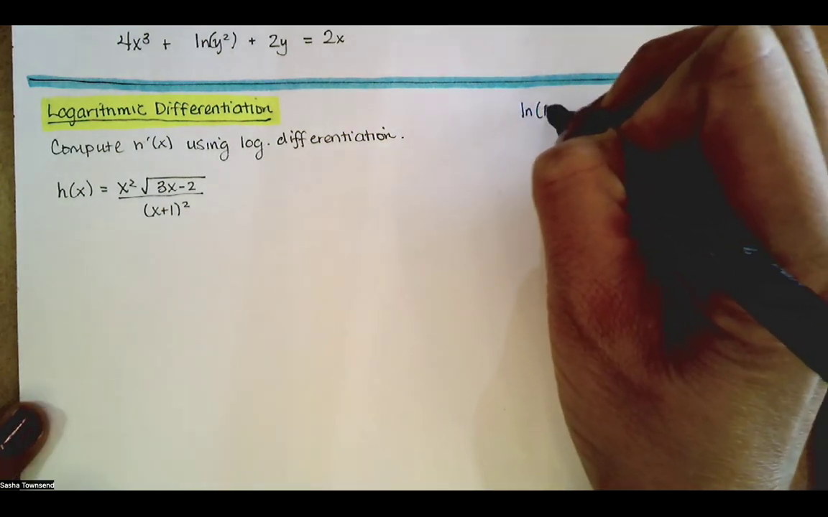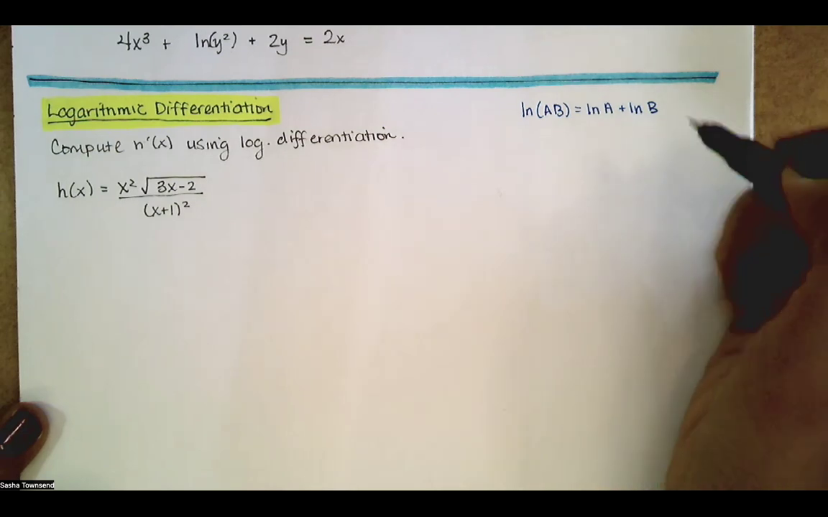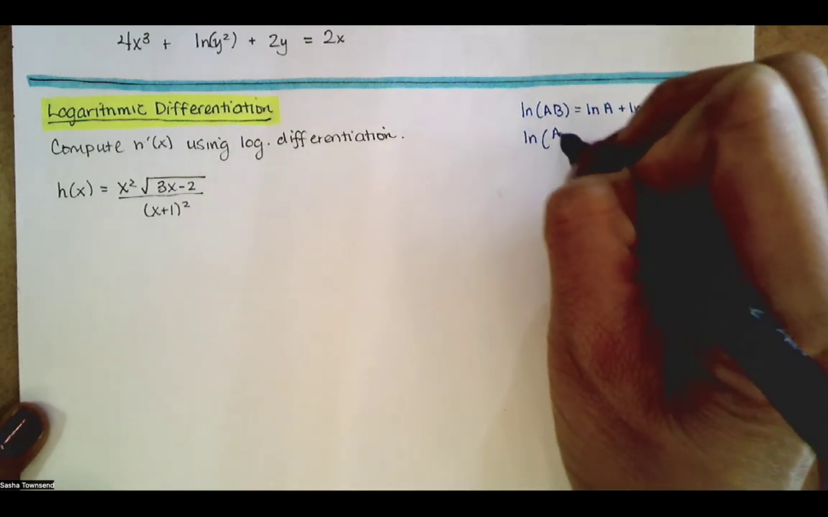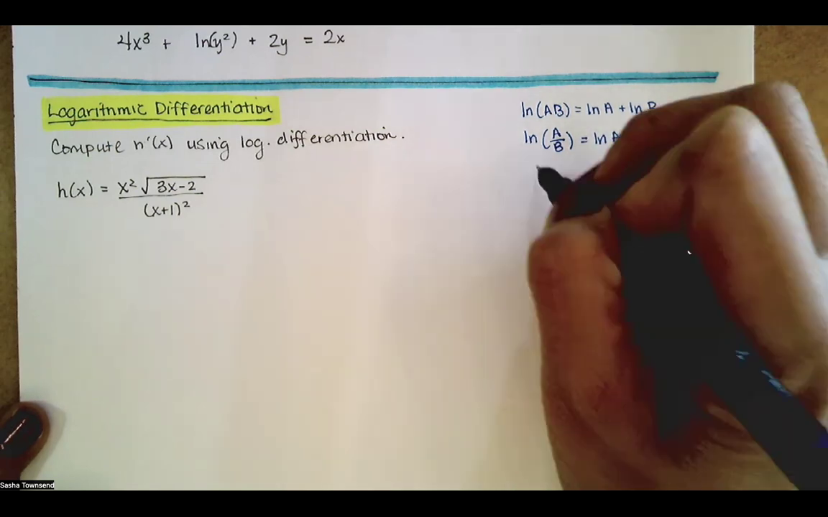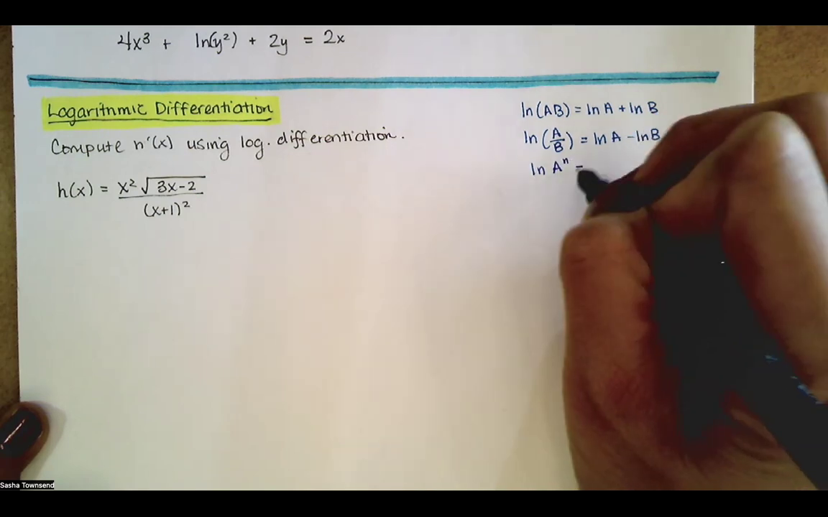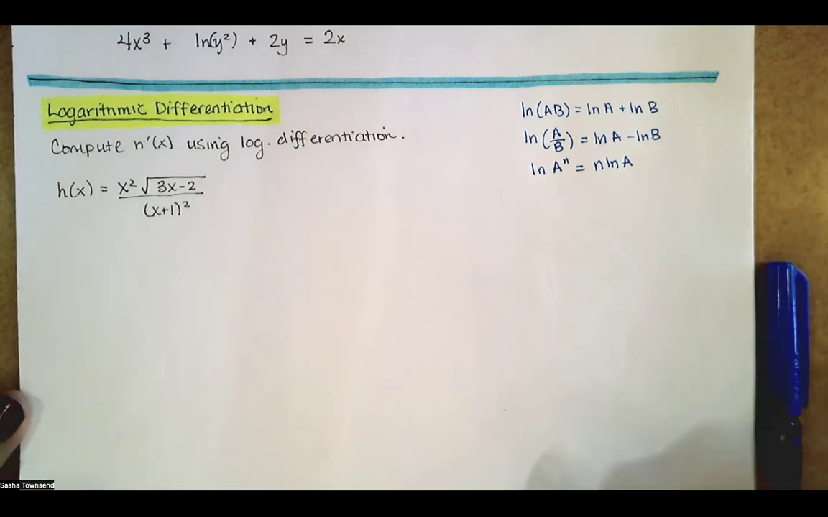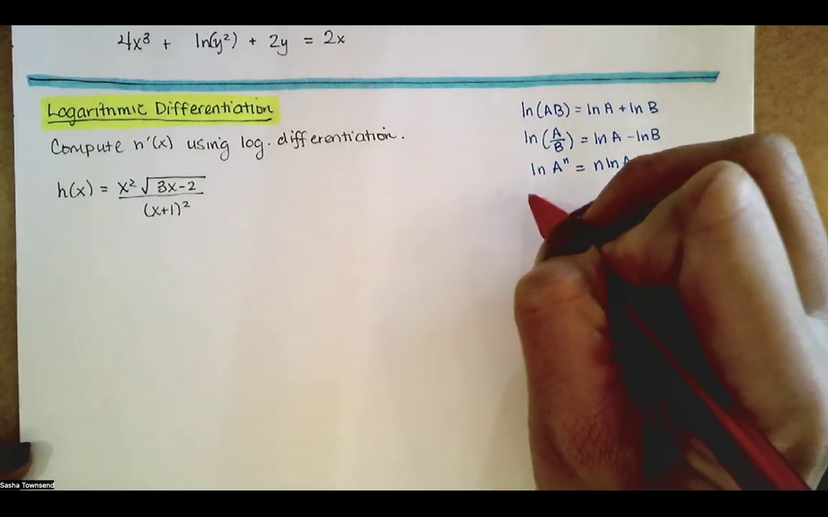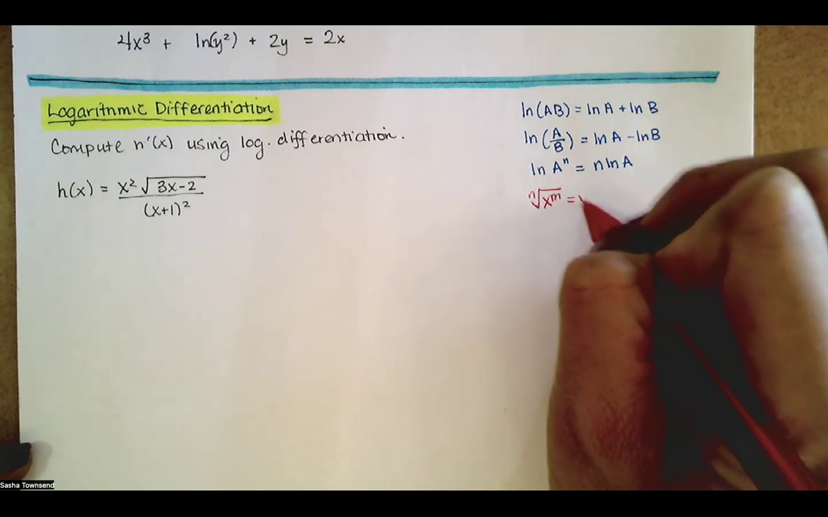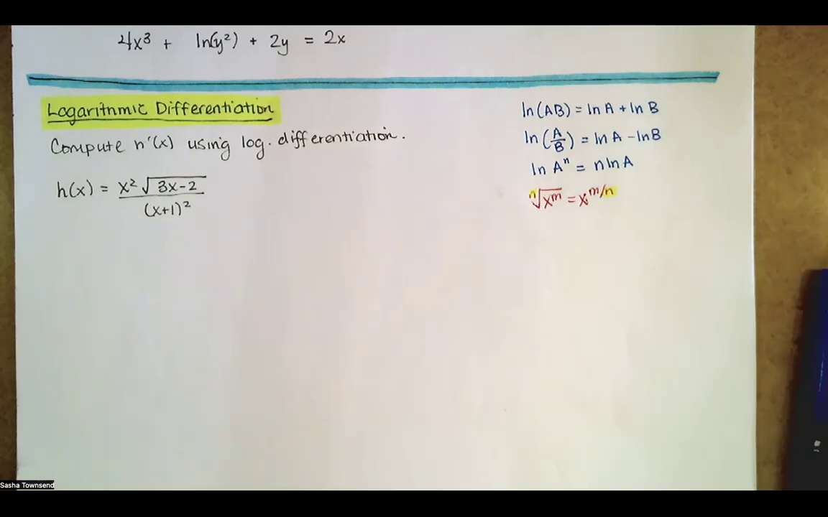The natural log of a times b is natural log of the first factor plus natural log of the second factor. And we also know that natural log of a divided by b is natural log of the numerator minus natural log of the denominator. And if we have natural log of something raised to a power, we can bring that power out front. So with that in mind, and this property of rational exponents, the nth root of x to the m is x to the m divided by n. So that index of the radical goes in the denominator, and we change to a rational exponent.